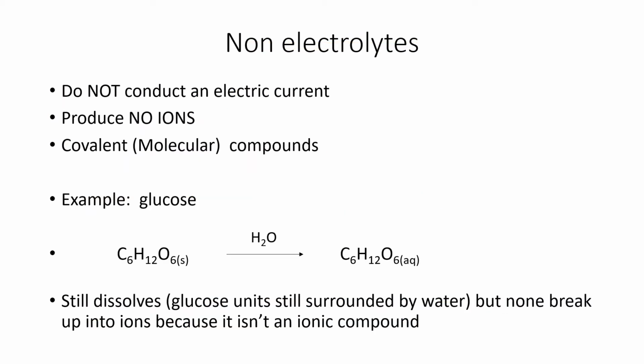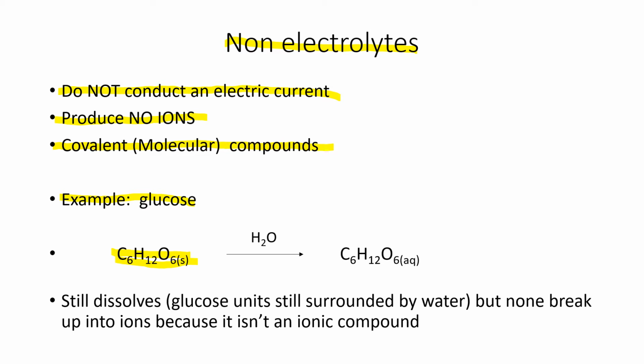On the other extreme are the non-electrolytes. These, just like the name is hinting at, do not conduct an electric current. And the reason that they do not conduct an electric current is these produce no ions. We want to think about these as our covalent or molecular compounds. A good example of a non-electrolyte that you're probably familiar with is glucose. Here we have the formula of glucose, C6H12O6. Right away, this should be screaming that this is a molecular compound. This is a covalent compound.